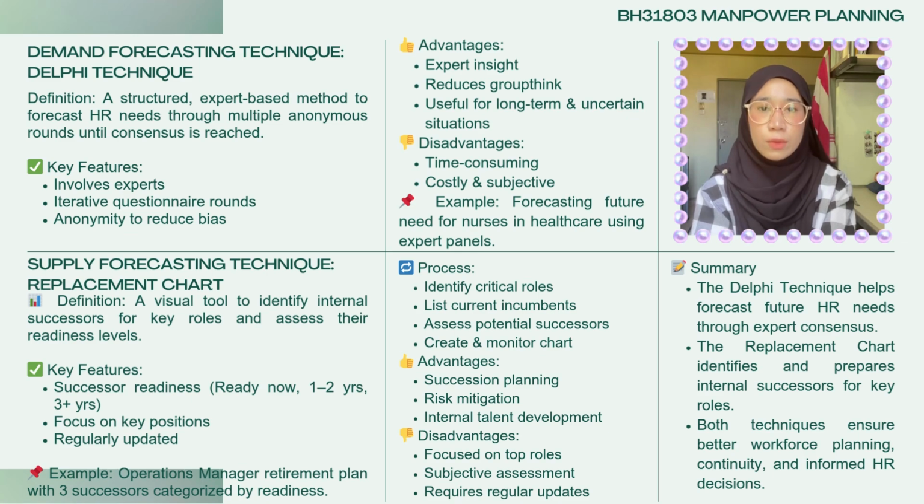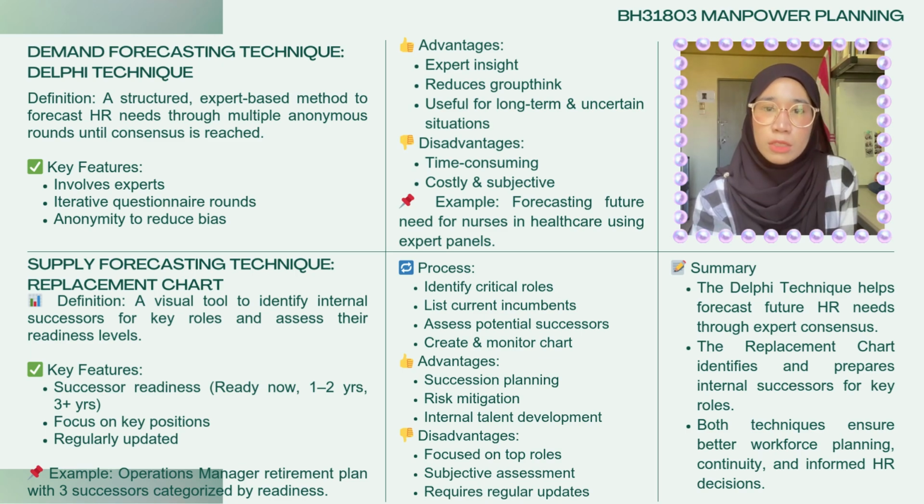This technique is especially useful in uncertain or long-term planning situations like predicting future workforce demand in a rapidly changing industry. Some of the main advantages include access to expert insights, reduced group pressure, and flexibility. However, it can also be time-consuming, expensive, and sometimes biased depending on the experts chosen. For example, the healthcare sector might use the Delphi technique to estimate how many nurses they will need in the next 5 years, especially if the industry faces constant changes.